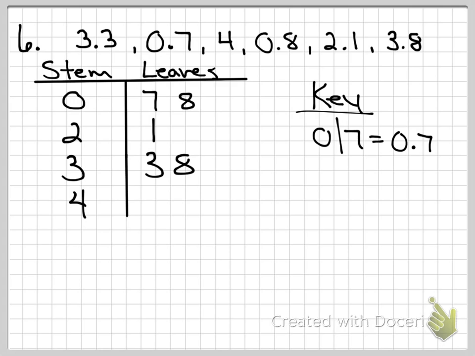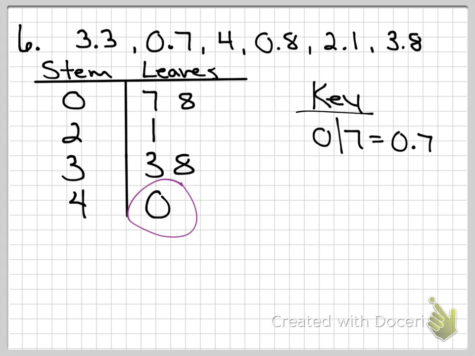Because, and you've got to catch this because it's on your homework and it's on your quiz tomorrow. If I leave nothing in my leaf, does this number exist? No, it doesn't. So if it's a whole number, what number can I write in my leaf to represent it? A 0. Because 4.0 is the same thing as 4, right? Okay, so I use the 0 to actually hold that place in my stem and leaf plot.